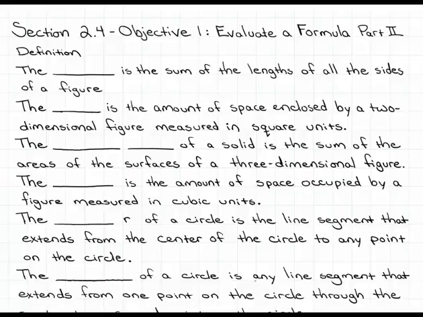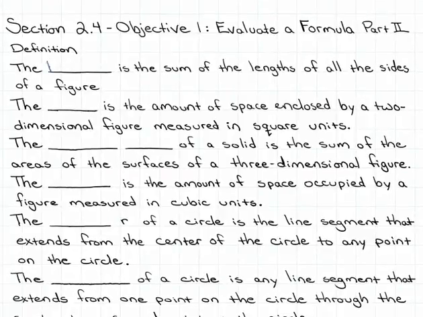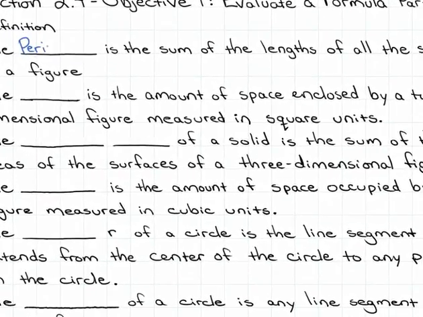Alright, the first one is going to be the perimeter. The perimeter is the sum of the lengths of all the sides of a figure. Next is the area. The area is the amount of space enclosed by a two-dimensional figure measured in square units. That's because it's two-dimensional, this area.